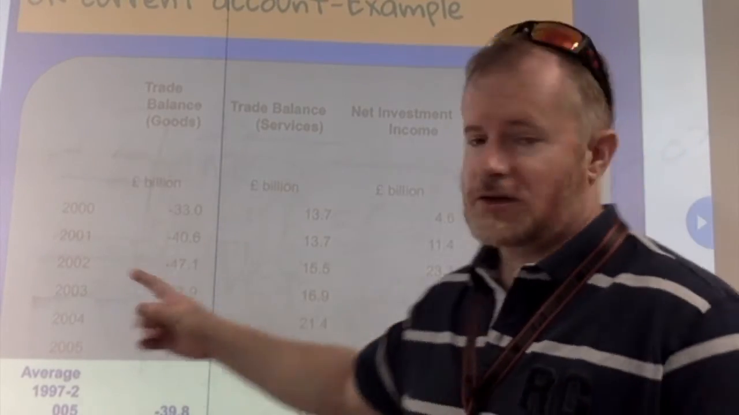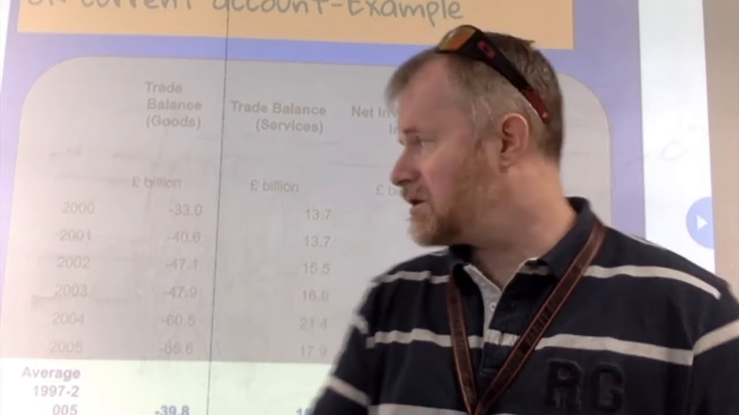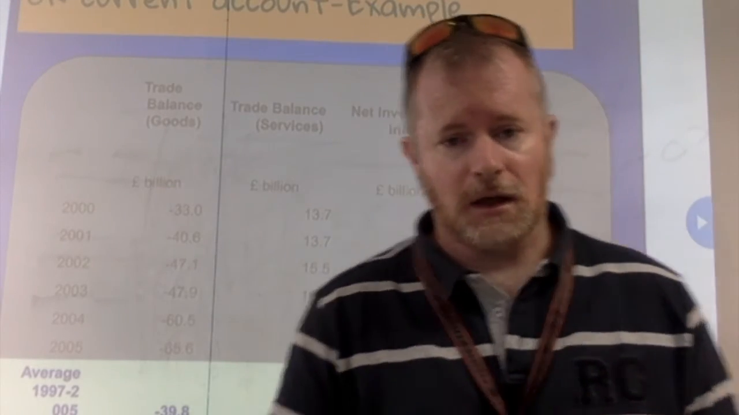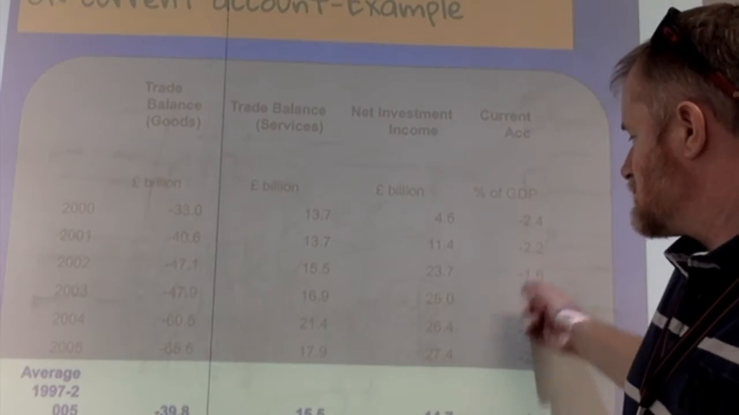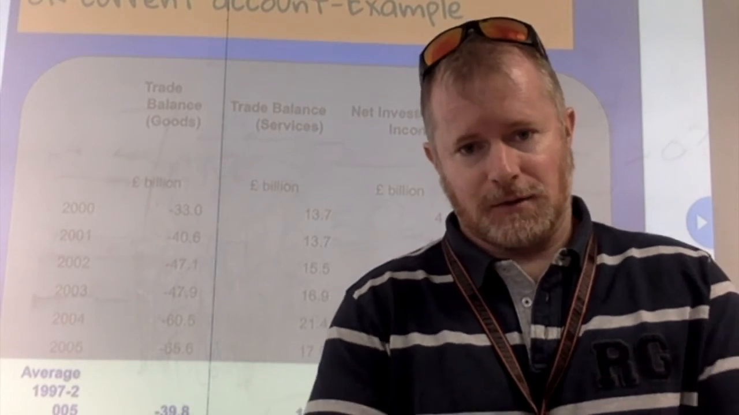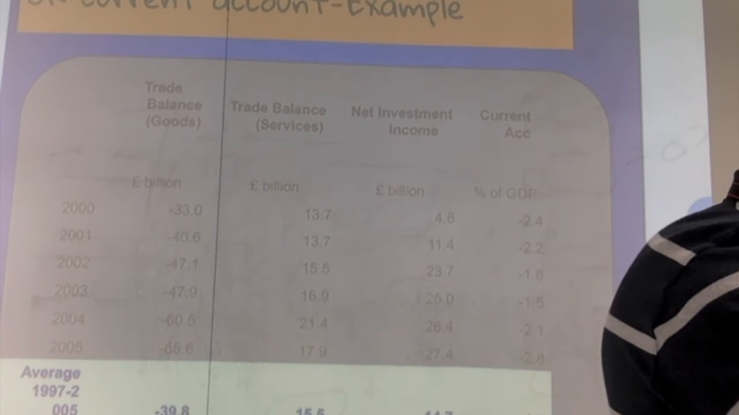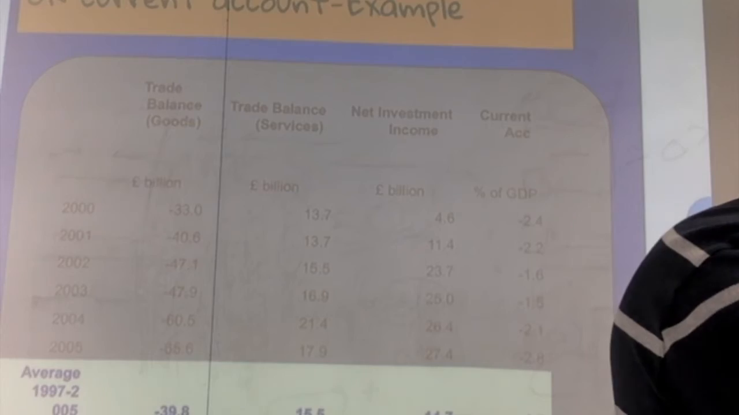You could make some comment about what was possibly happening in 2002 and 2003. There might be additional information in the case study that says something happened in 2002, 2003 that caused that. That's then the application side of this. So that's an example of how this information might actually be used.